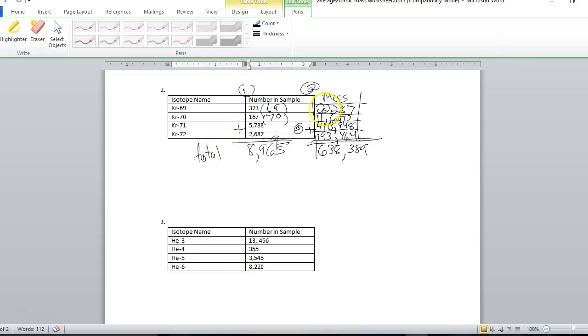All right, so your last step is to get your average. So step 4, get your average. The average is going to be the total mass, so you want to take a big number divided by the smaller number. If you flip-flop and put the 8,965 on top of the 638,000 number, you're going to get a number less than 1, which your average has to be between 69 and 72. So you know that's incorrect. So make sure you put the mass number on top.